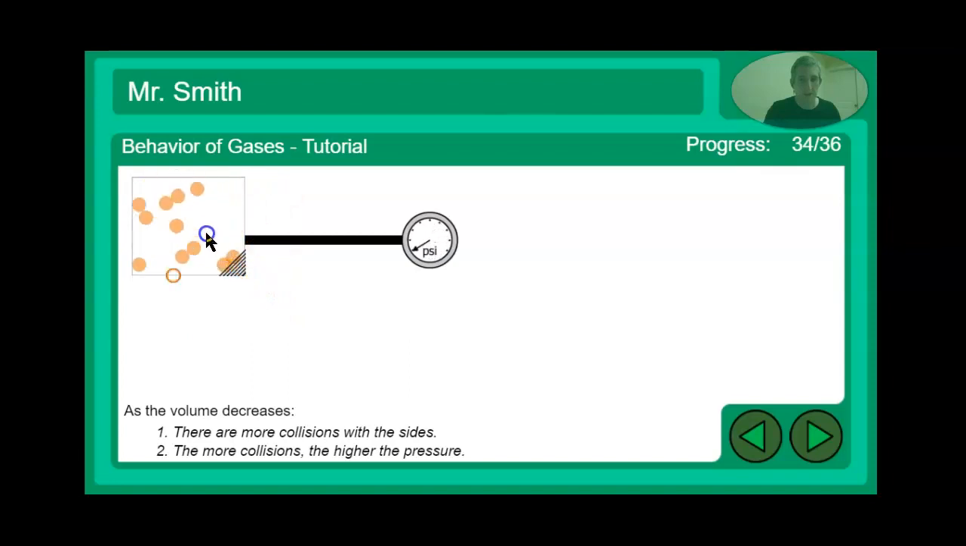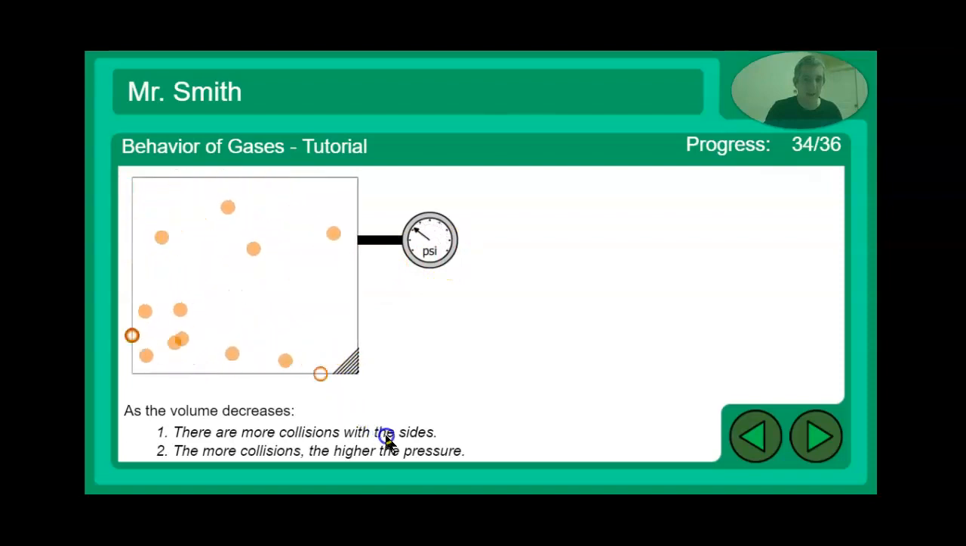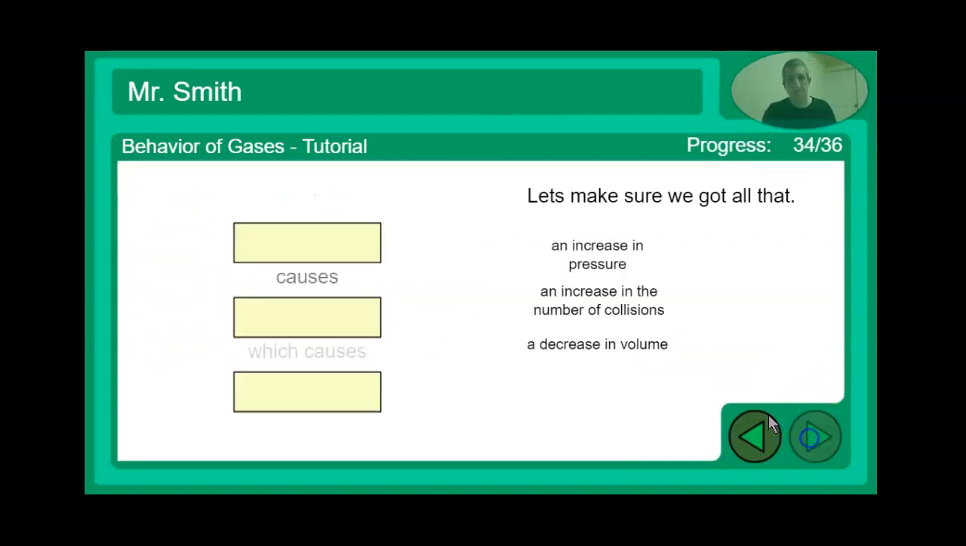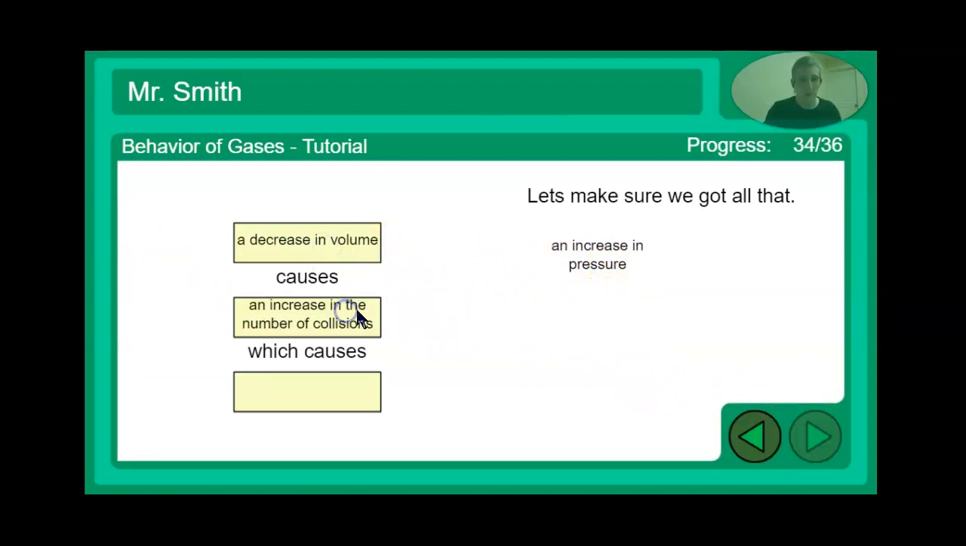I think I went so far past it, went over. So let's maybe go as far as this. So there's a pressure, and I can pull it back, and now there's less pressure. So a decrease in volume leads to an increased number of collisions, which by definition is an increase in pressure.